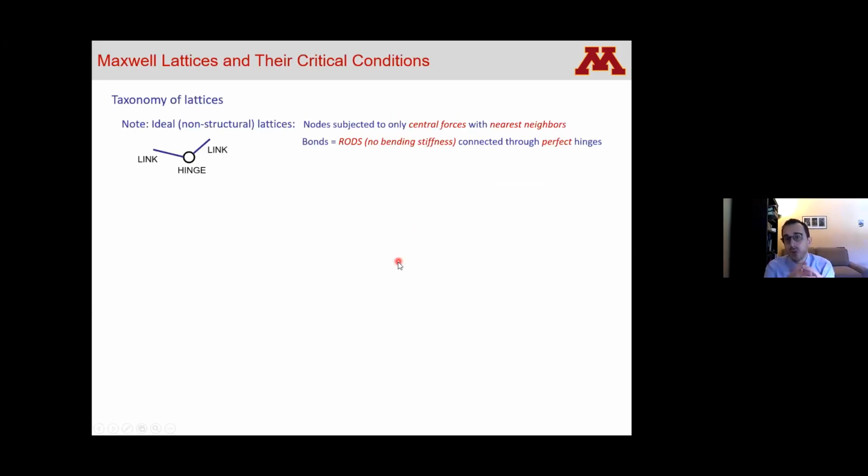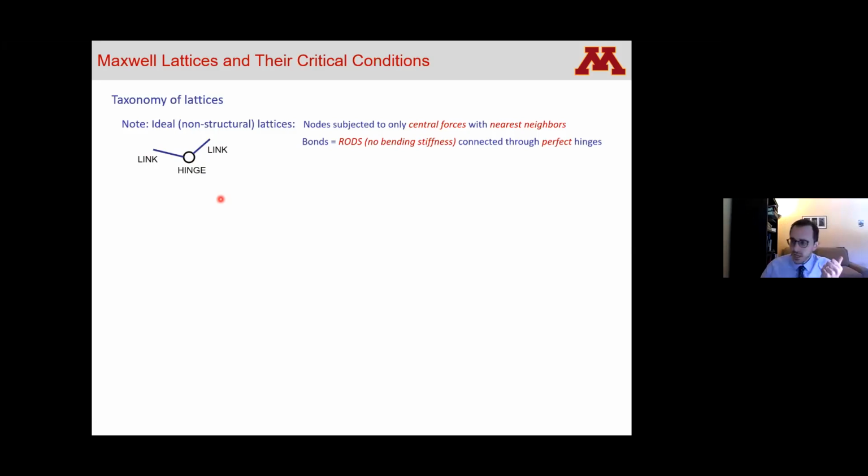So first of all, I have to introduce what a Maxwell lattice is. And to do that, I have to introduce a sort of taxonomy of lattices based on their coordination number. Now, a little disclaimer, for the time being, our lattices are ideal lattices, meaning they are just a bunch of lattice sites or lattice nodes that are connected by links or bonds. And each lattice site behaves as a perfect hinge. So I have free rotation of the links about this hinge. So all the forces that are exchanged at each hinge are only central forces, and each node only talks to its nearest neighbors.